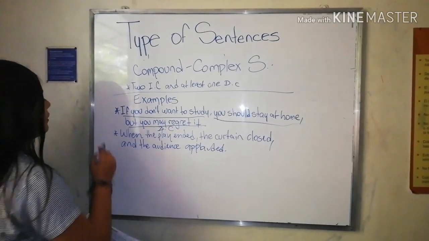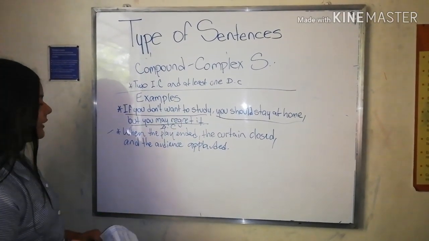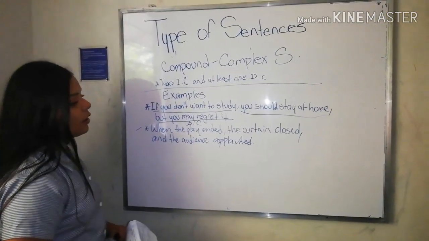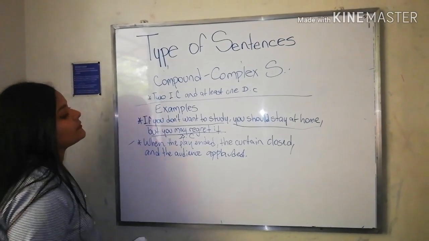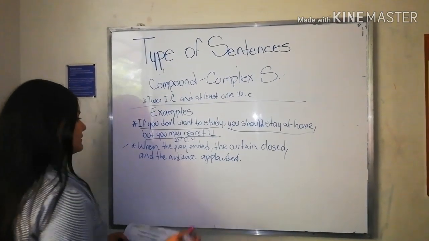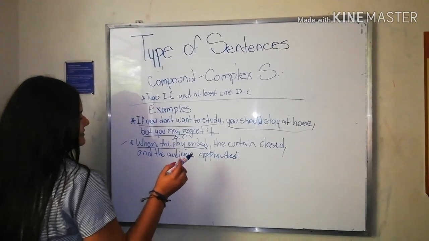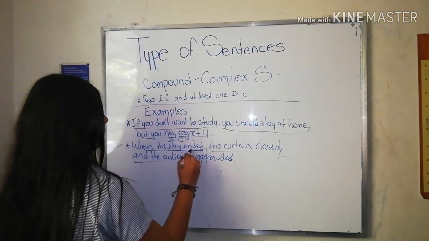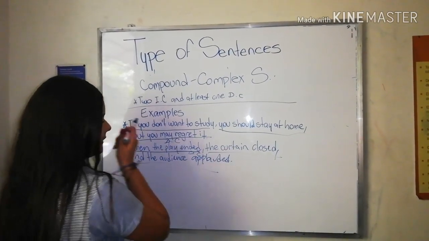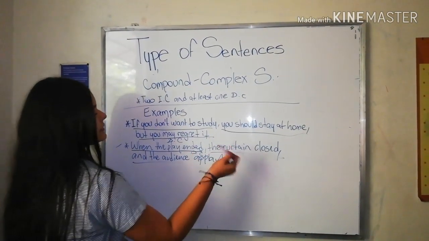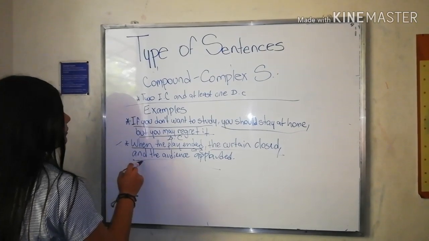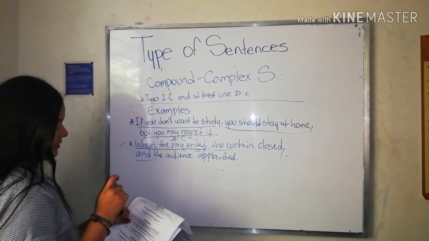The last example is: when the play ended, comma, the curtain closed, comma, and the audience applauded. When the play ended is the dependent clause, and the independent clauses are the curtain closed and the audience applauded.